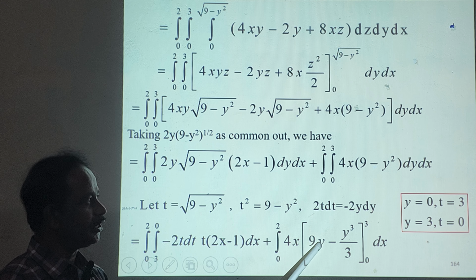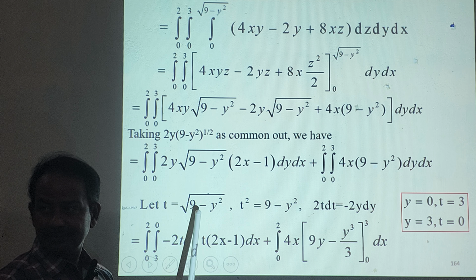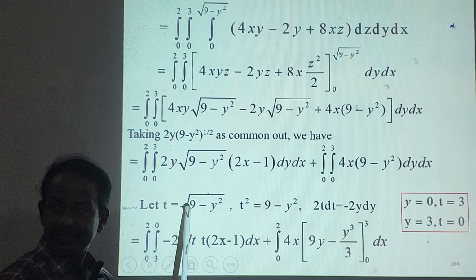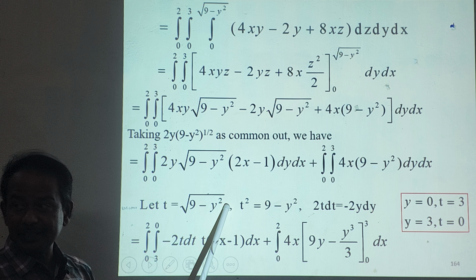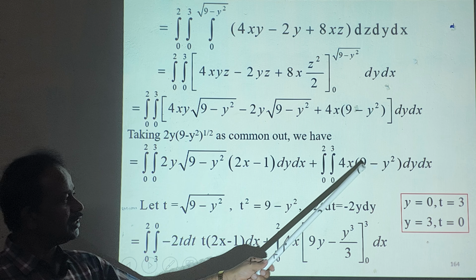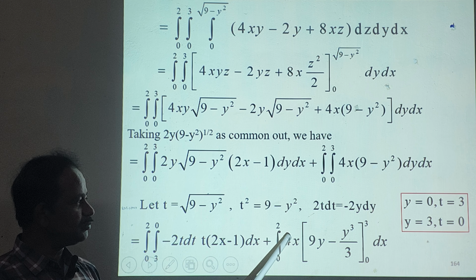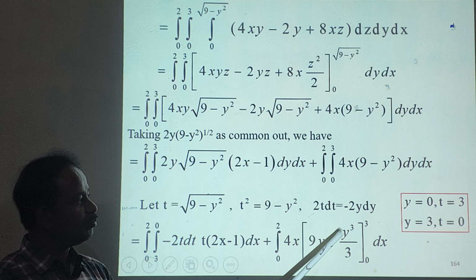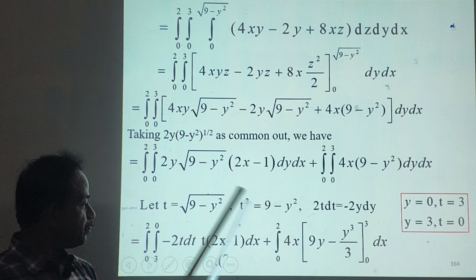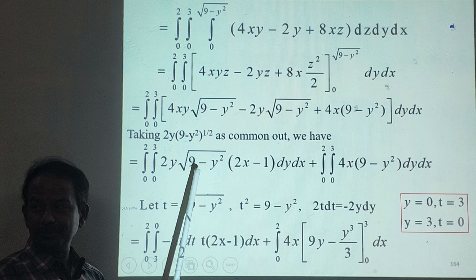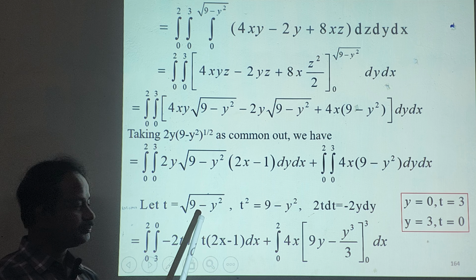See here, 9y minus y cube by 3. But this is very difficult to integrate, because it is under root. That's why we have gone for a parametric solution, a parametric equation. Straight away we can integrate. Here, as it is, 4x, we have 9y minus y cube by 3. You can substitute y as 3, but here the root of 9 minus y squared is there, so that's why we have used parametric form.